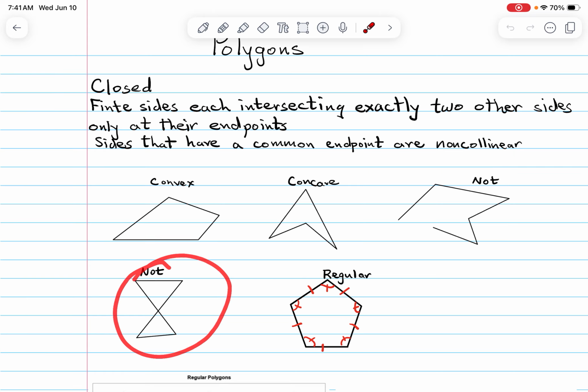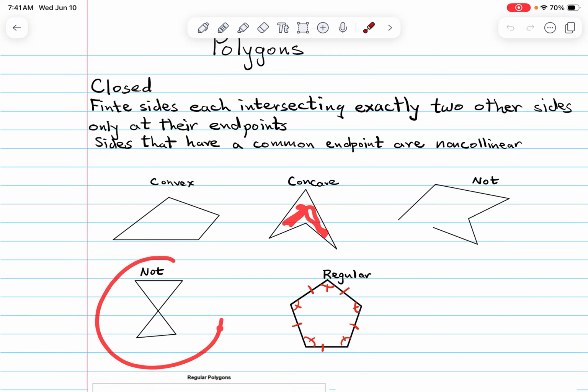This is not a polygon because you take this side and it crosses over here like this. It crosses another side. That is not a polygon. When we talk about a polygon, we mean there's space in here. There's no crossing like this.